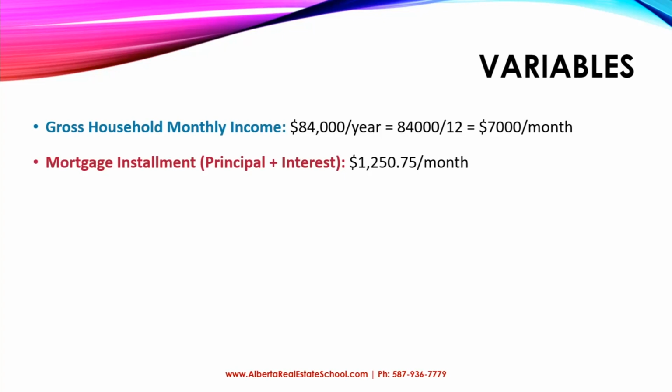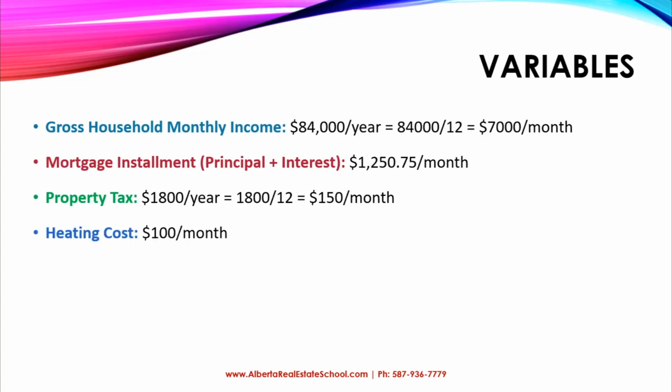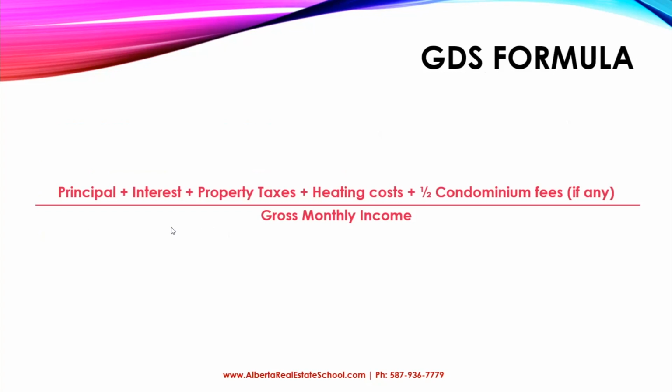The mortgage installment payment, which includes principal and interest, is at $1,250.75 for the month. Property taxes are at $1,800 for the year, which means $1,800 divided by 12 to get the monthly number. So we have $150 a month for property taxes. And then the heating costs are given to us for $100 per month. So in this case, it's not a condominium, so we don't have to worry about condo fees here. So again, the formula here is PITH, so principal, interest, property taxes, and heating costs. And we divide that all by gross monthly income.